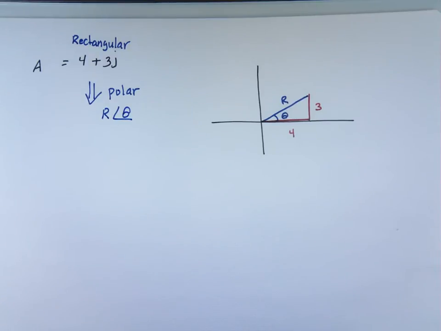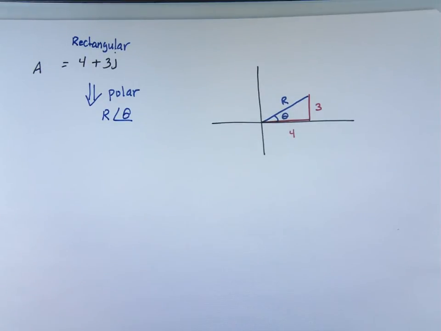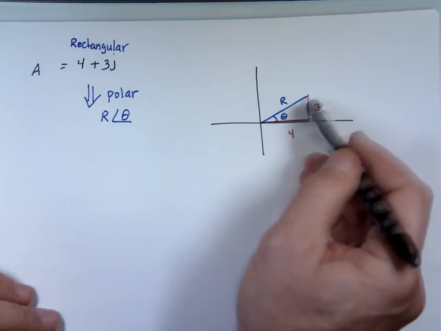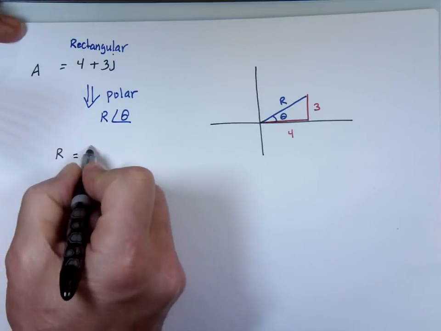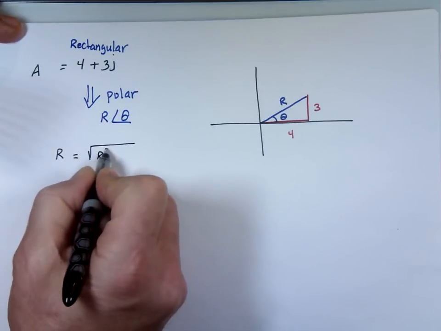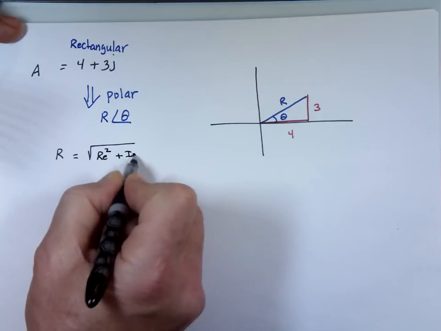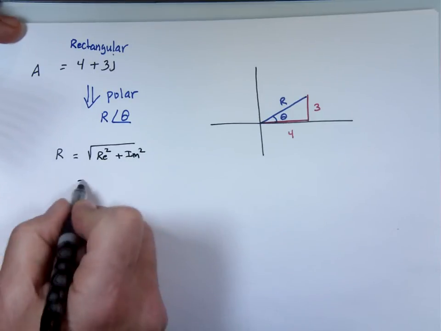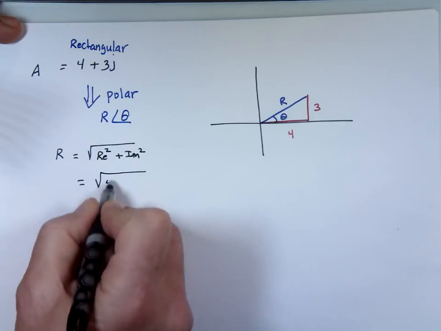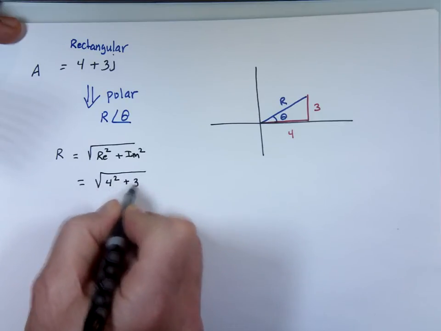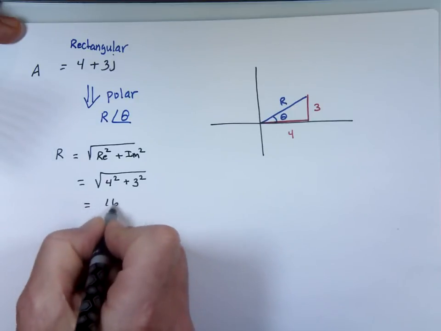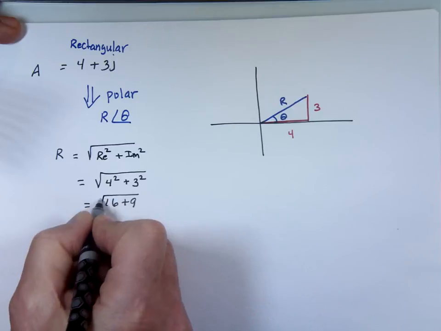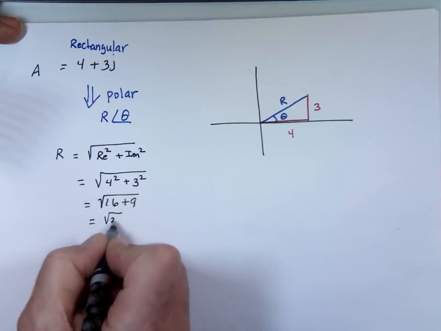Well, think of math, think of physics. How do you find what r is? Yep, r is the square root of the real portion squared, which is the 4, plus the imaginary portion squared. My real portion here is 4 squared. The imaginary is 3, not the j, without the j. 16 plus 9, square root 25, which is what? 5.